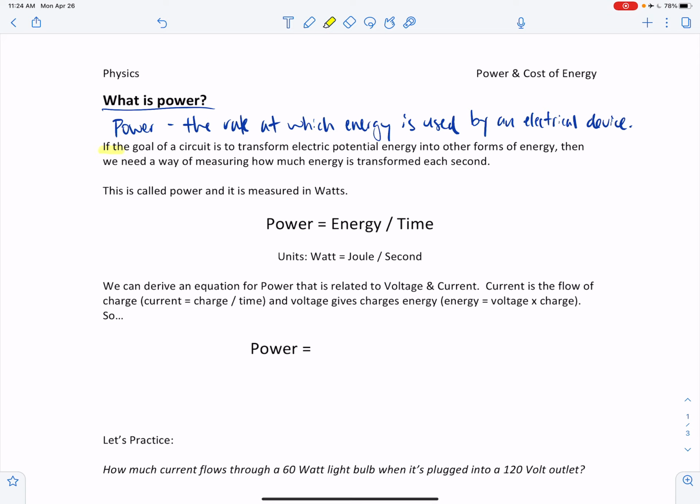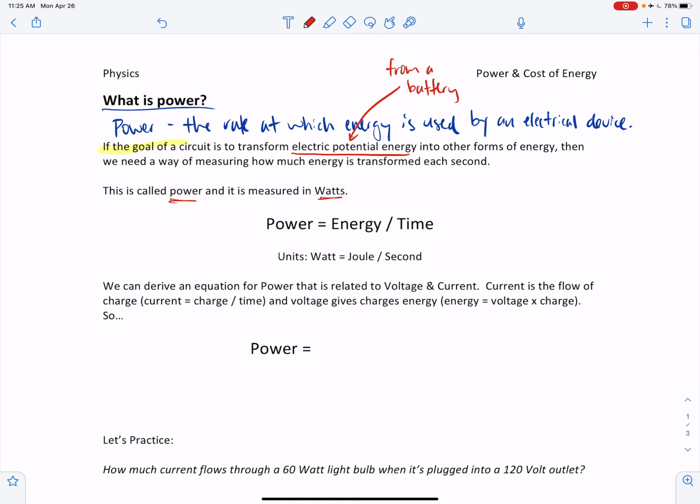So taking a look here, if the goal of a circuit is to transform electric potential energy, which is in a battery, by the way, or from some sort of a power supply, but often it's from a battery, into other forms of energy, then we need a way of measuring how much energy is transformed each second. This is called power, and it is measured in watts.